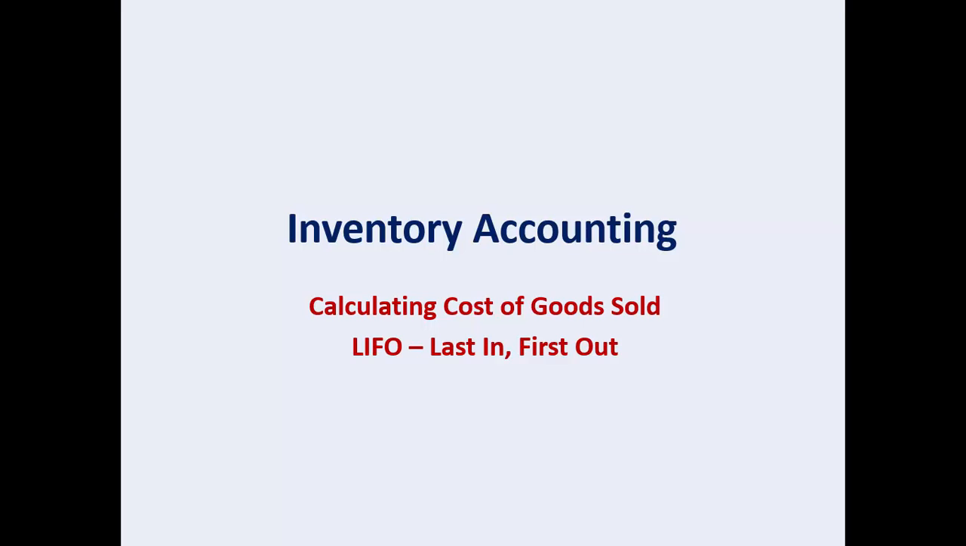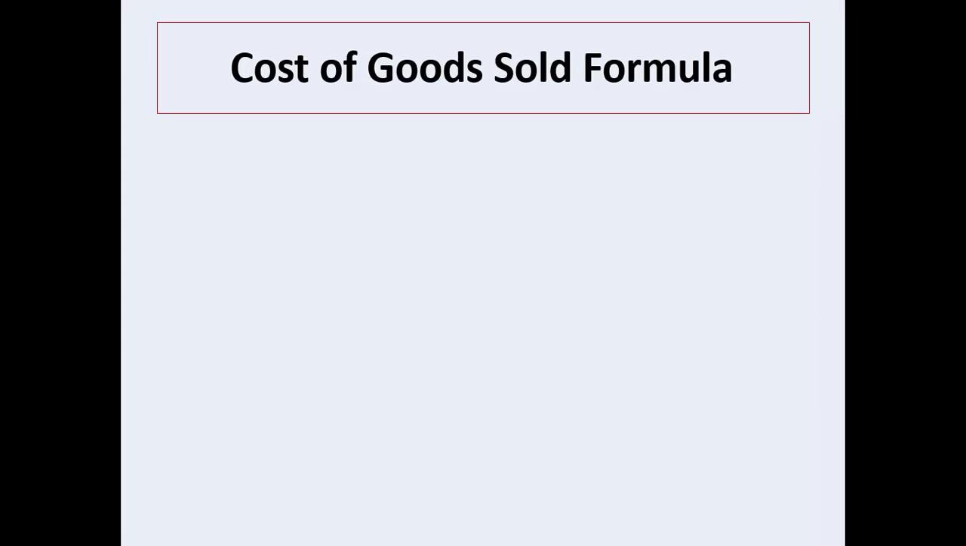This will look at calculating cost of goods sold when using the LIFO method, the last in, first out, but it's going to look at both using a periodic and a perpetual system because it's going to be different.